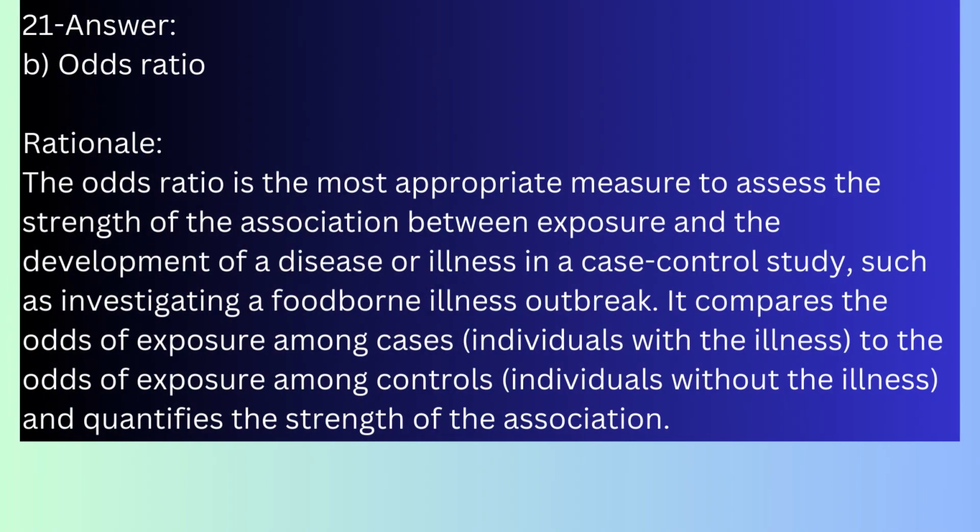Answer. B. Odds ratio. Rationale. The odds ratio is the most appropriate measure to assess the strength of the association between exposure and the development of a disease or illness in a case control study, such as investigating a foodborne illness outbreak. It compares the odds of exposure among cases, individuals with the illness, to the odds of exposure among controls, individuals without the illness, and quantifies the strength of the association.